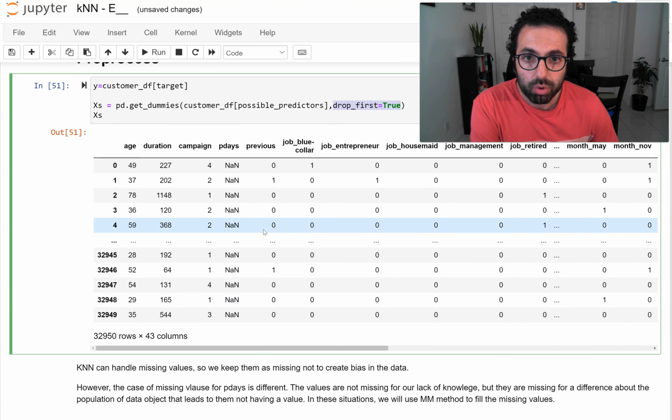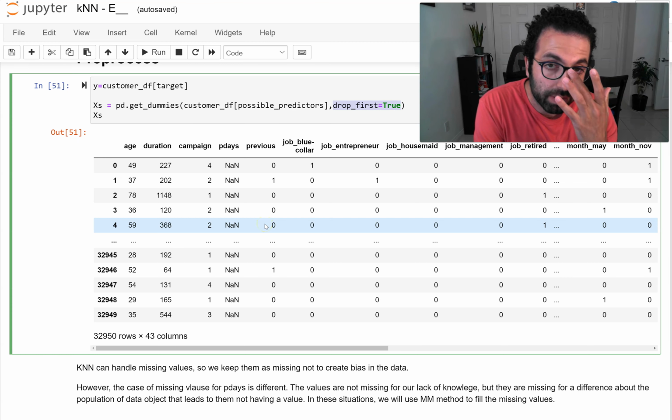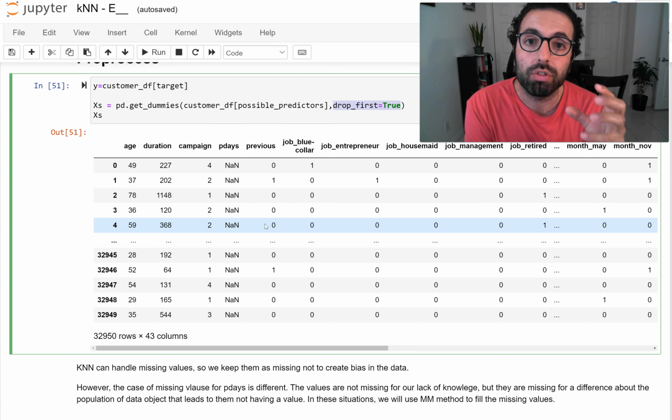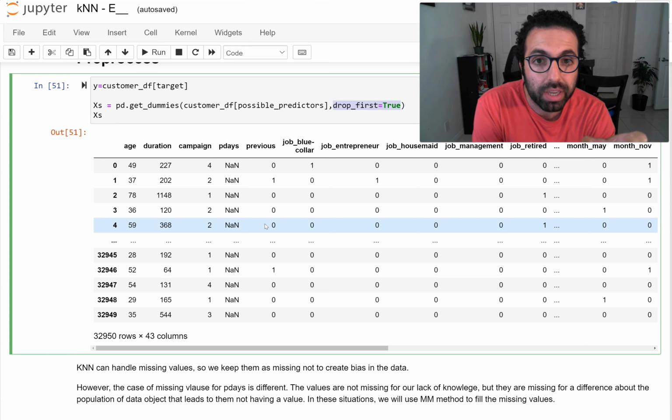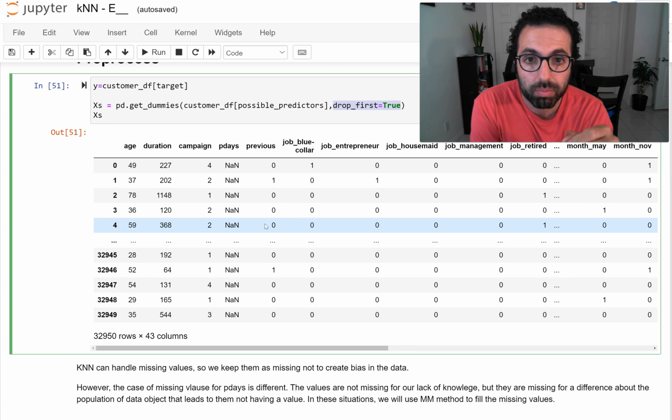One of the things we need to do before moving forward is to deal with missing values. Largely, KNN is capable of handling missing values itself. The way it does that is, when there is a missing value in the data, it does not use that attribute in calculating the distance between that object and the rest of the classes, right? So that's how KNN can deal with missing values.